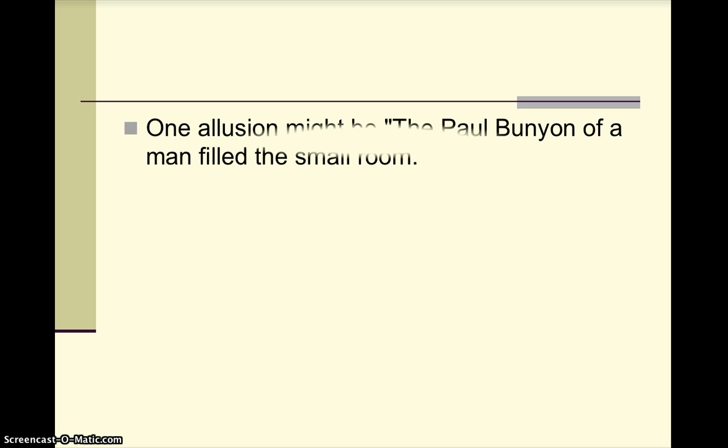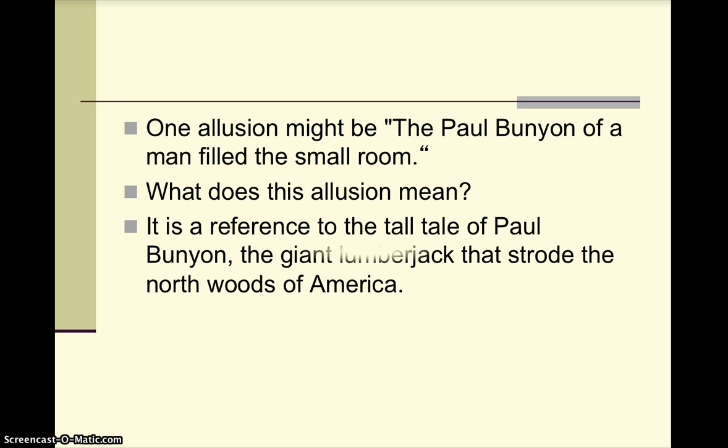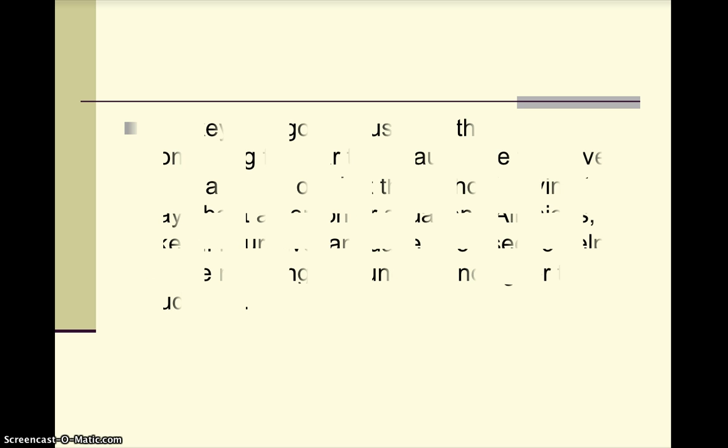One example we might look at is that someone might say, "The Paul Bunyan of a man filled the small room." If you don't know who Paul Bunyan is, it doesn't make much sense. But the allusion, of course, if you do know this, is a reference to the tall tale of Paul Bunyan, who was this giant lumberjack that strode through the north woods of America. So knowing that lets us know that this man is not only big, but he is massive and mighty, and that's why he fills up the entire room.